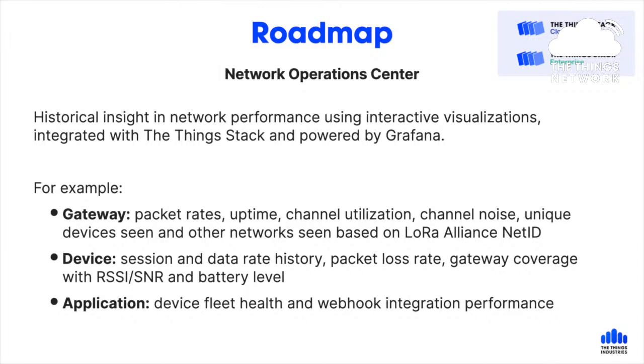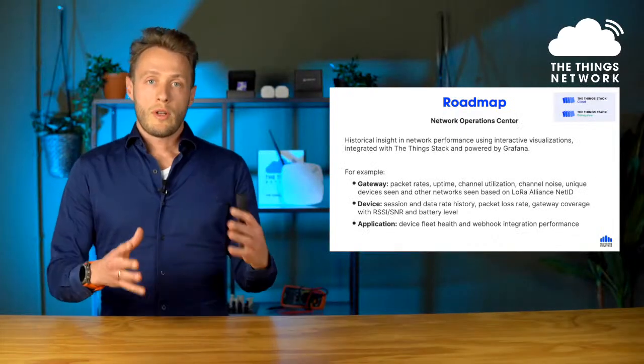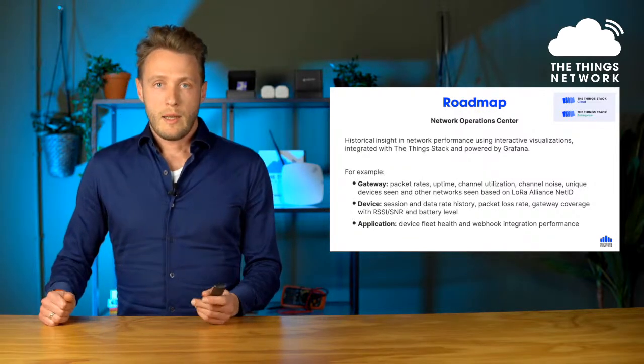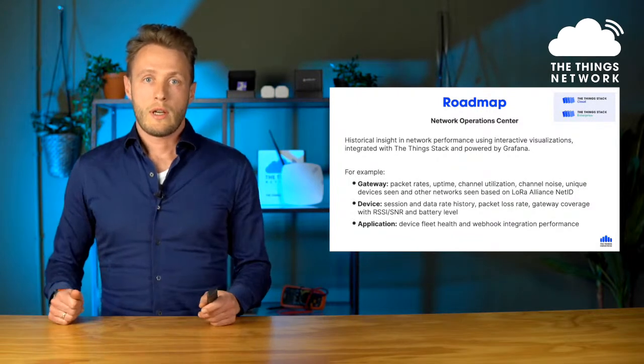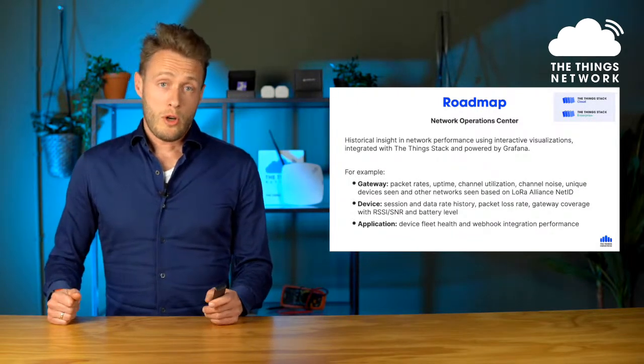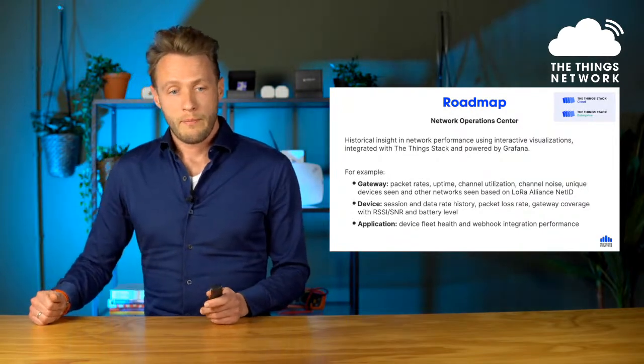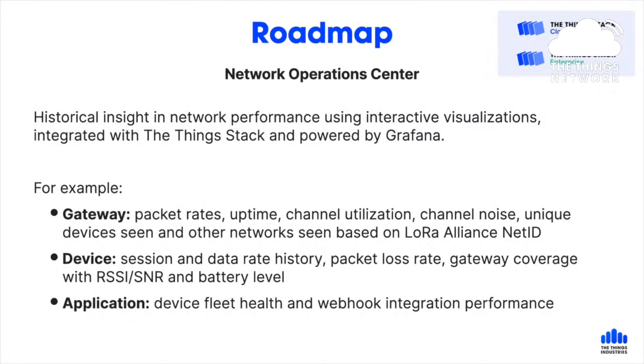Examples of this that you will be able to see are the gateway packet rates, channel utilization, the channel noise, how many devices are seen by your gateway, devices that are seen that are registered to other networks, things like that. But also on a device level, you'll be able to see the historical data rates, to see how the ADR profile is working, as well as the packet loss rates based on frame counters that are not incrementing, but also which gateways are covering your devices and what the RF qualities are. Finally, on a group scale, so devices that belong to applications, we will be analyzing the device health in the application. So that's really exciting.